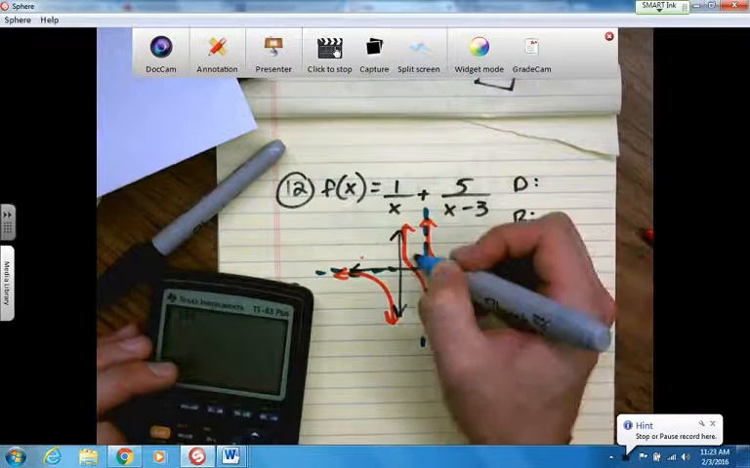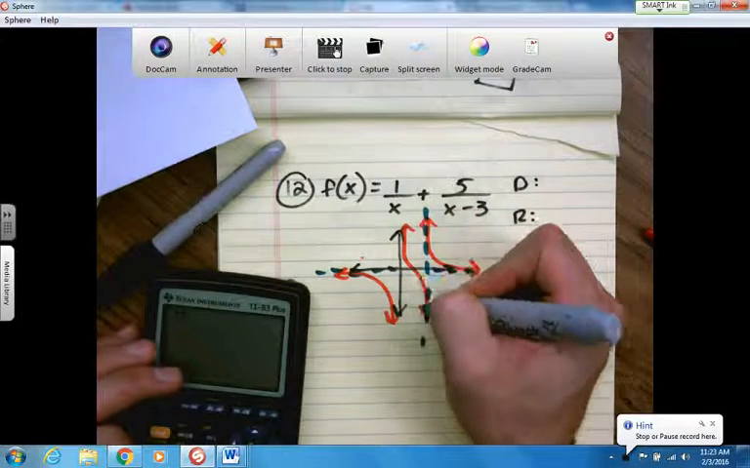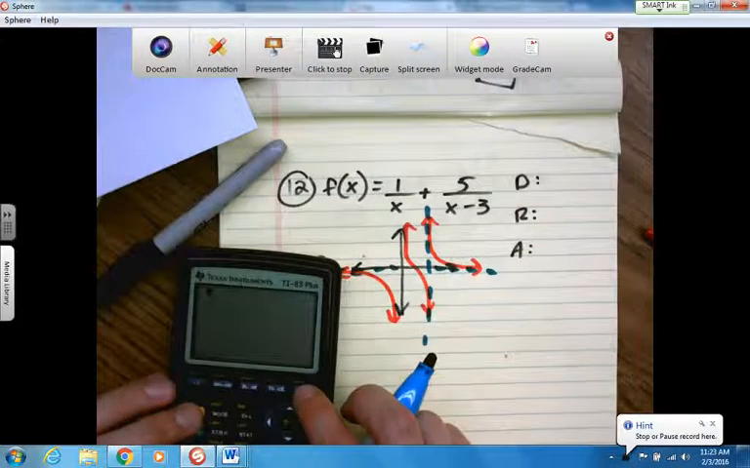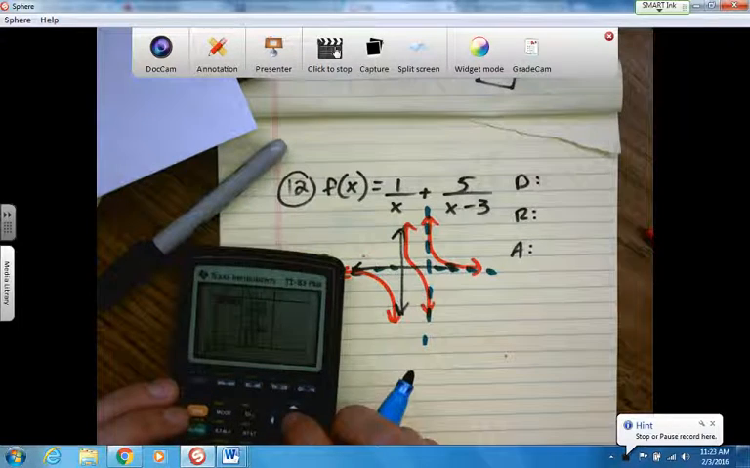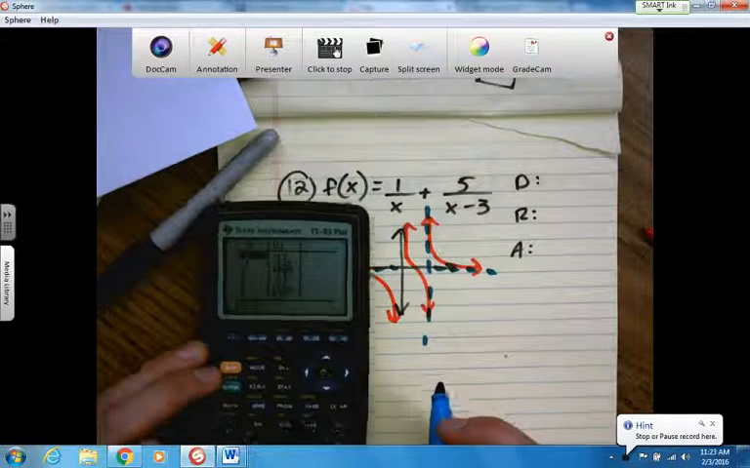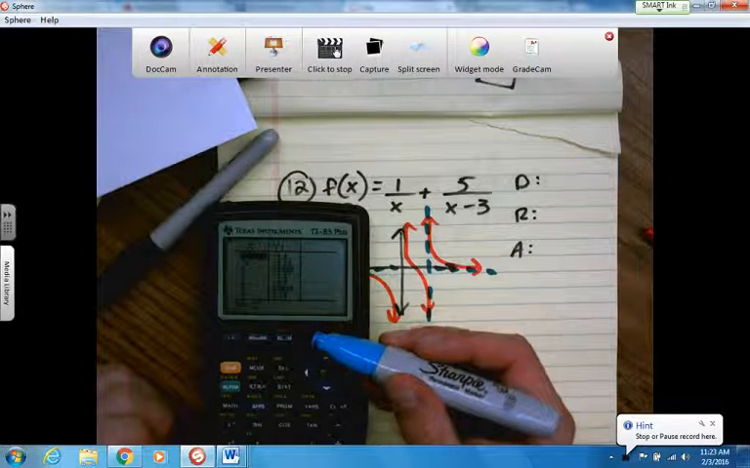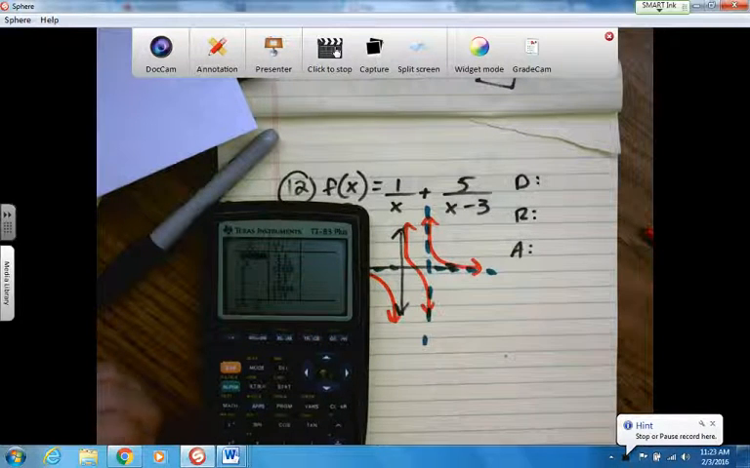But what do you notice in this middle part? It actually does cross. But if I come here to my table, okay, let's look and see where we can find those errors. And you see at 0 and at 3, it doesn't exist. It says error. Yes, Megan?